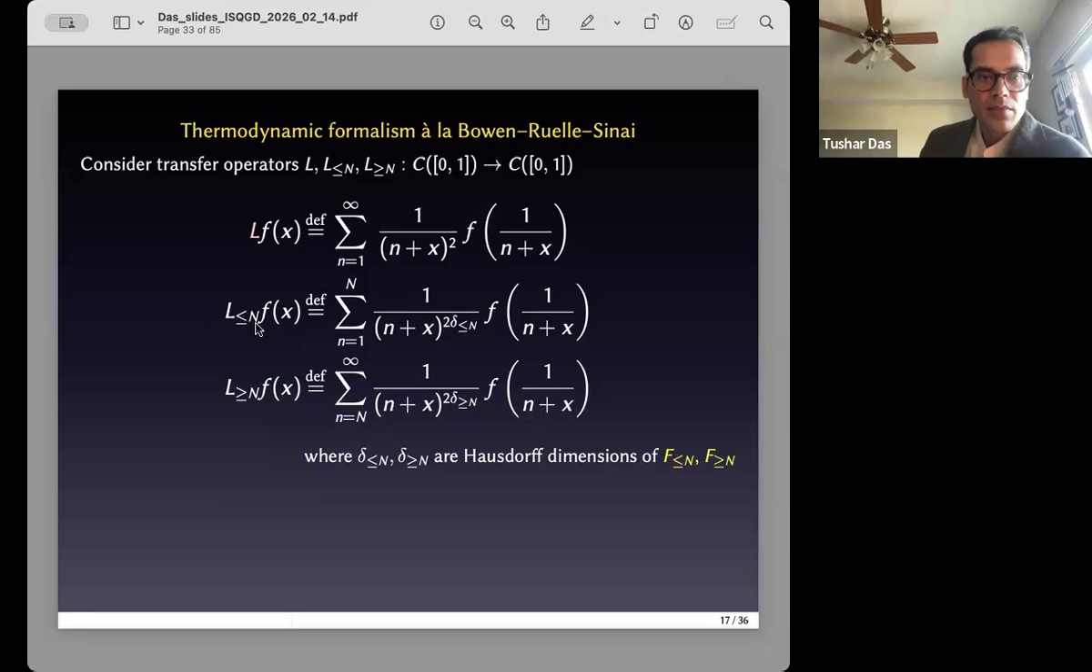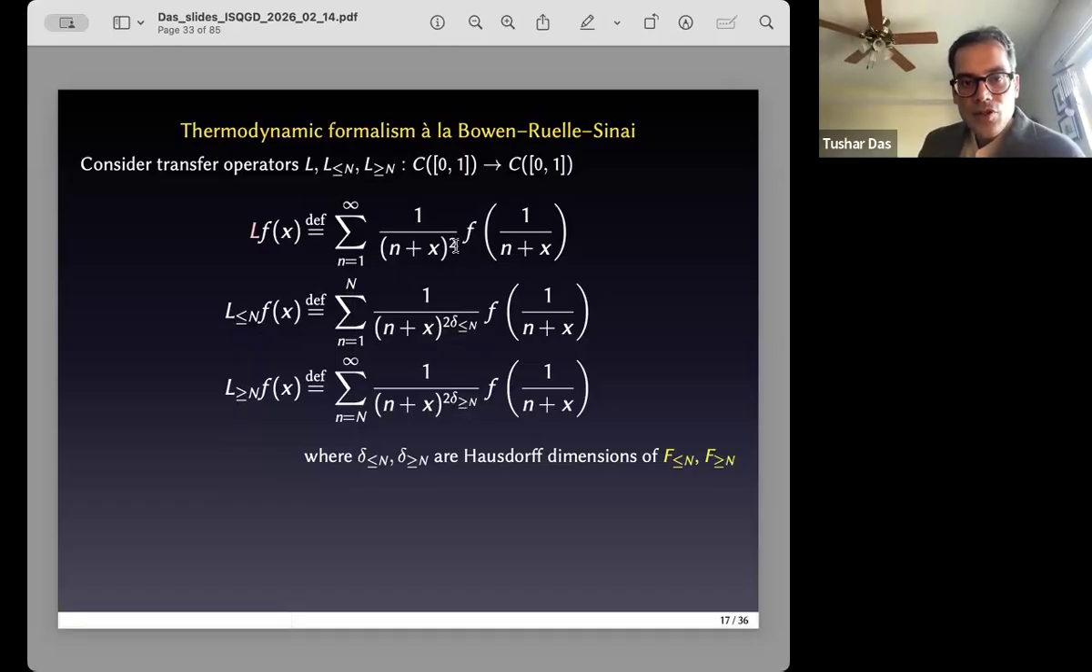And we could look at two different ways of truncating this operator. One I'm going to call L less than or equal to n. This one is a finite sum from 1 to n, and then you've got L greater than or equal to n, and this is an infinite sum. You'll notice that the other main difference here is the exponent 2 times delta less than or equal to n, and 2 times delta greater than or equal to n.